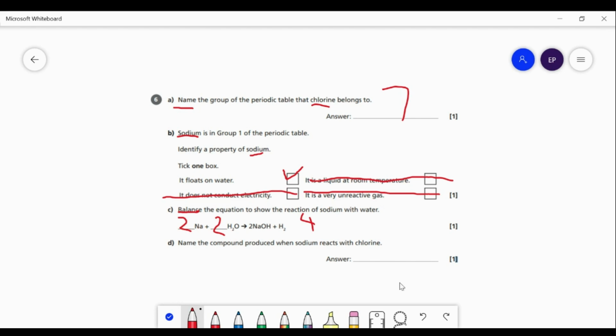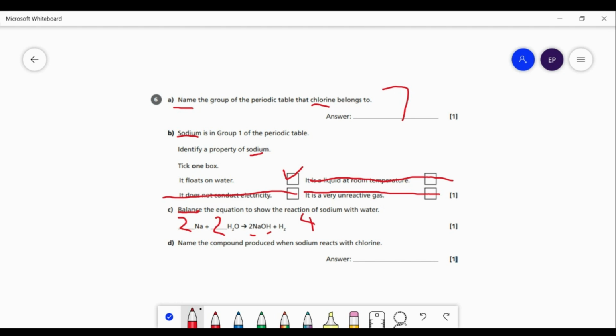But of course, that will also affect the oxygen. So let's check that works as well. I've got 2 oxygens on the left-hand side and 2 oxygens on the right-hand side. So the equation now balances for sodium, hydrogen, and oxygen. So we've got everything in the correct proportions.